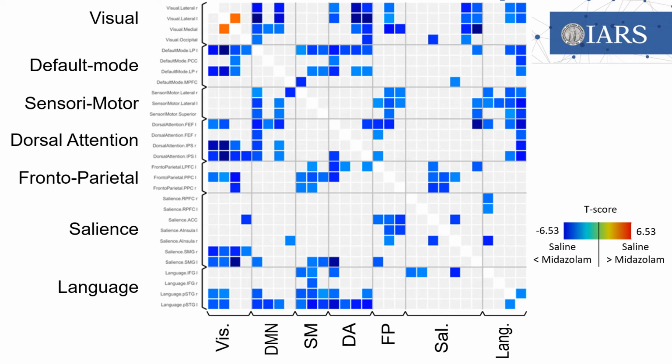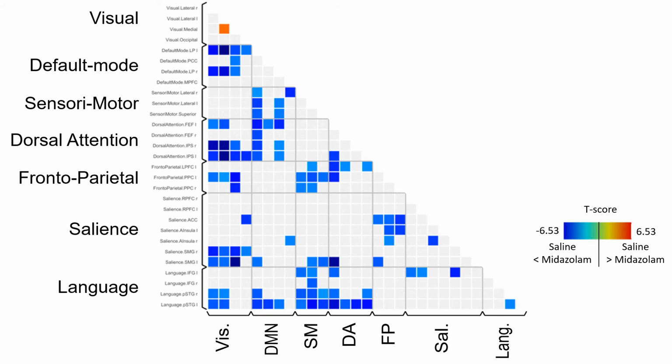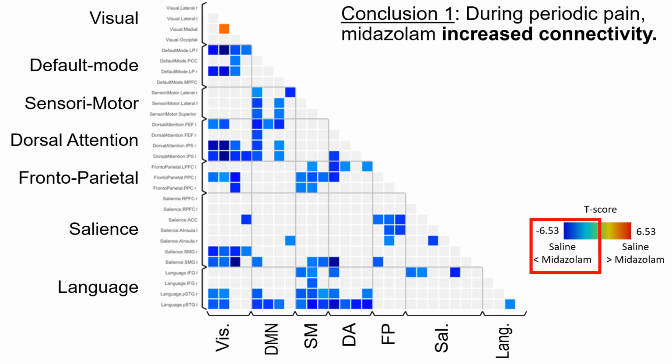This matrix is also symmetric about that dotted line, and so we can remove the top half. What remains are independent connectivity changes between saline and midazolam. Based on the predominance of blue color, we can conclude that connectivity was greater under midazolam relative to saline.